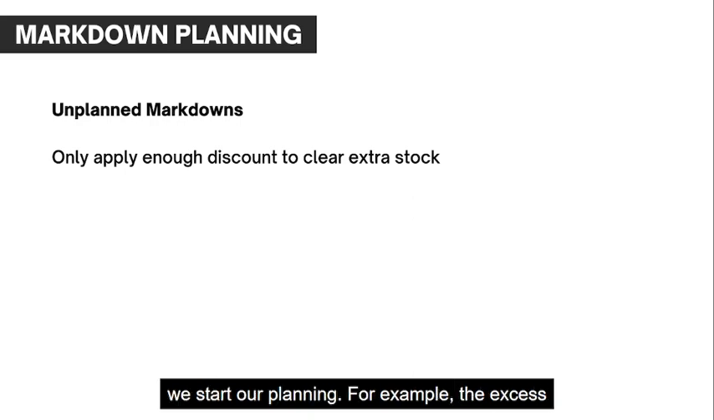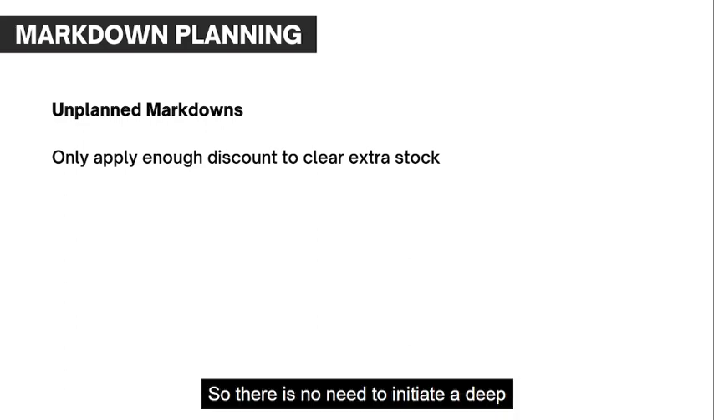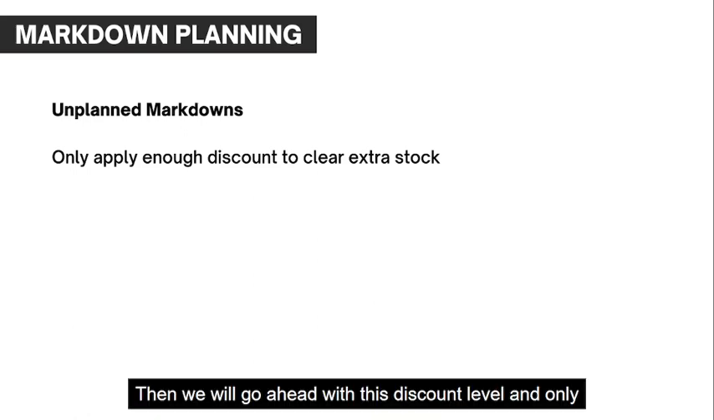For example, the excess inventory could not be that high, but we are being proactive about it. So in this case, we don't need to clear that much inventory. So there is no need to initiate a deep discount. If we determine that a 20 or 30% discount will do the job based on our dynamic of demand and price levels, then we will go ahead with this discount level and only for the number of days needed to bring inventory down to the desired level.